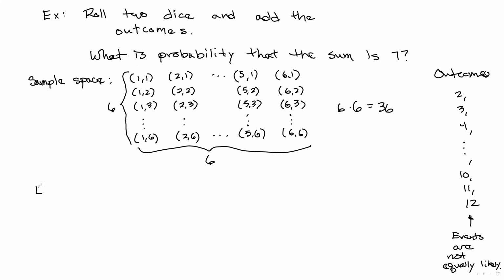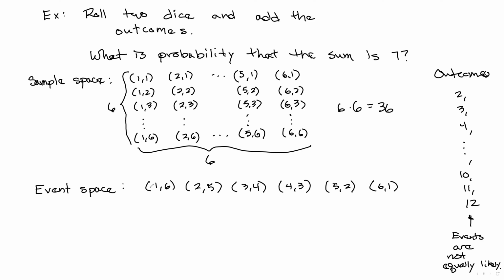Okay, and then the event space. That's going to be the ways that we can achieve a sum of 7. So looking at our sample space here, how could we achieve a sum of 7? We could have a 1 and a 6, right? That sums to 7. We could have, so it's not visible here because I did a dot, dot, dot, 2 and 5, 3 and 4, 4 and 3, 5 and 2, and 6 and 1. All right, so how many of those? There are 6 total in the event space.